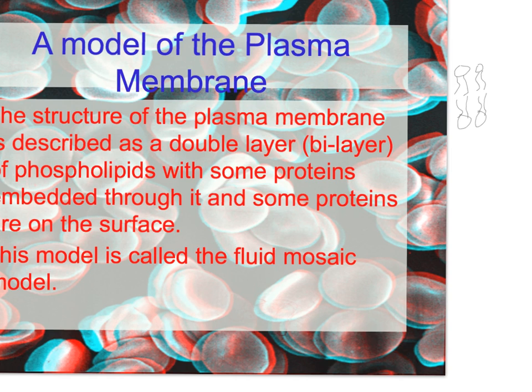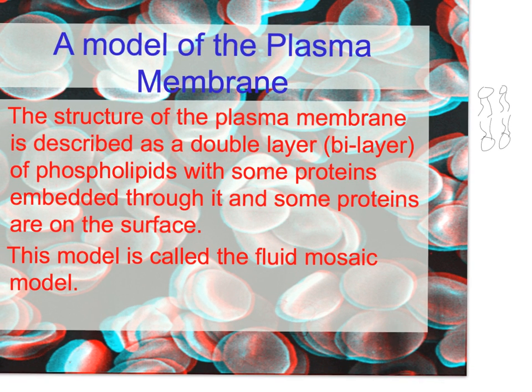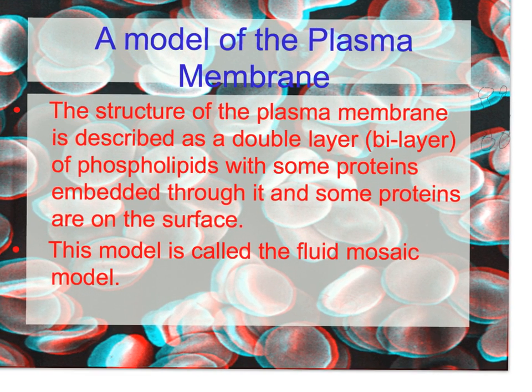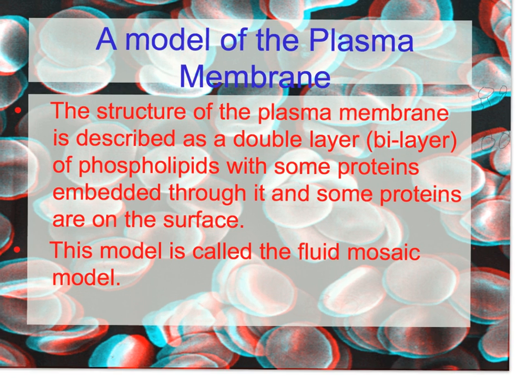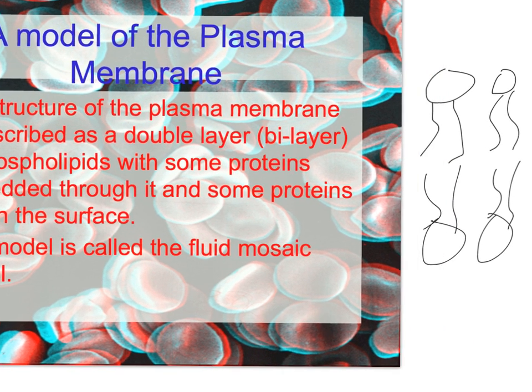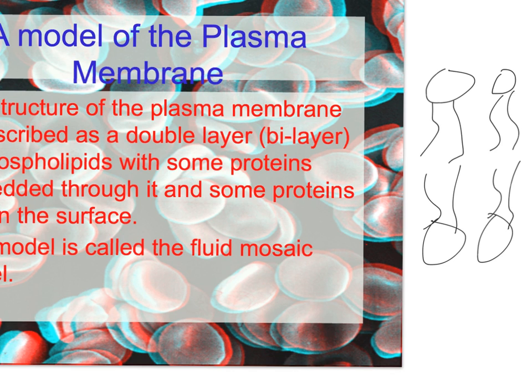All right, we've already talked a little bit about the plasma membrane when we talked about the fats and lipids. Just as a reminder, the structure of the plasma membrane is described as a lipid bilayer composed of phospholipids. If you remember, the phospholipids had the phosphate head up here, and the nonpolar fatty acid tail in here. This region is polar. This is hydrophilic. This is hydrophobic. Okay.